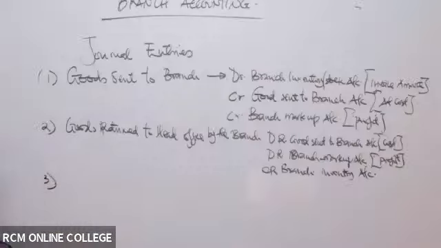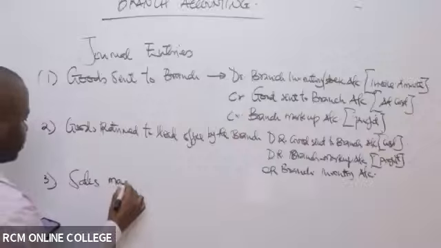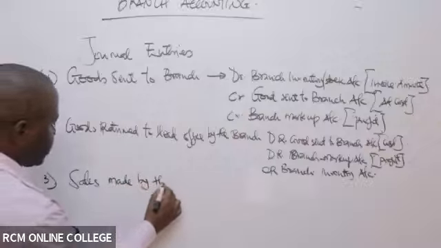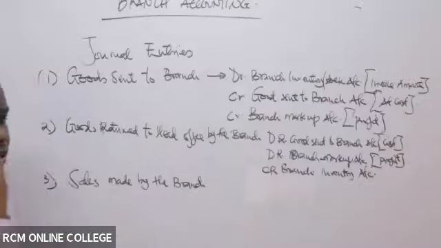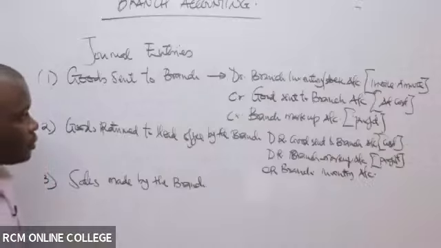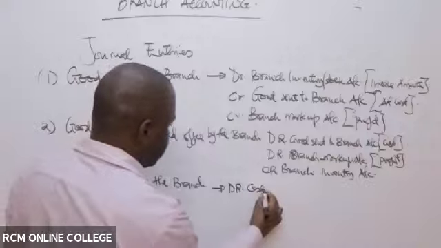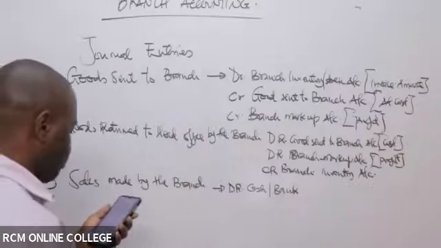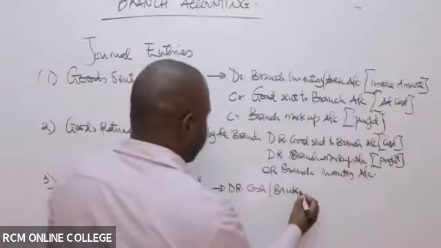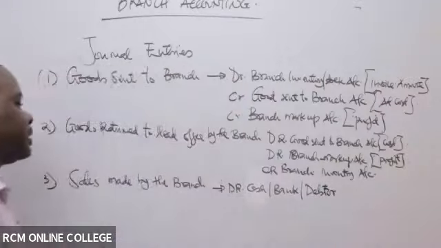Then transaction number 3, sales made by the branch. If the branch makes a sale, what do you do? This can be in cash form, or maybe a check. So you'll debit cash or bank. It can be either cash or bank, or it can be credit sales. That means a debtor will be created, so you'll debit the debtors account.